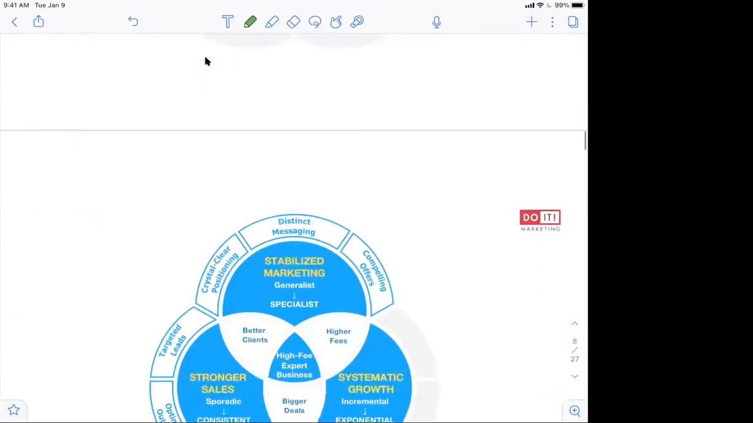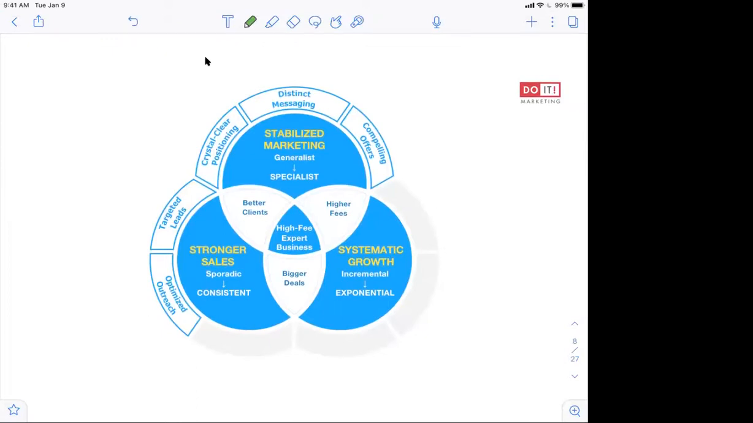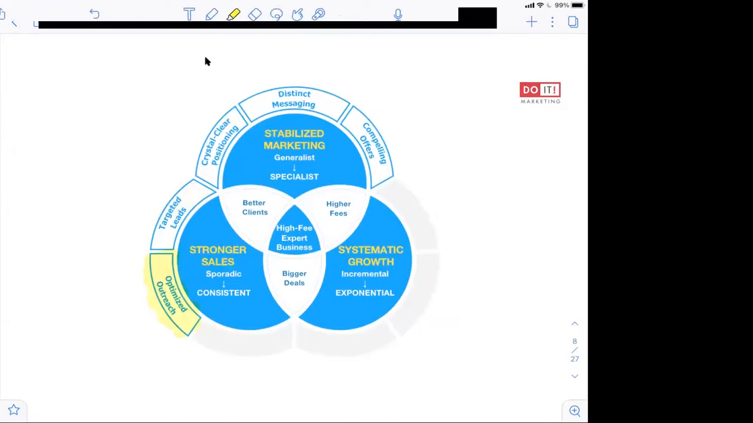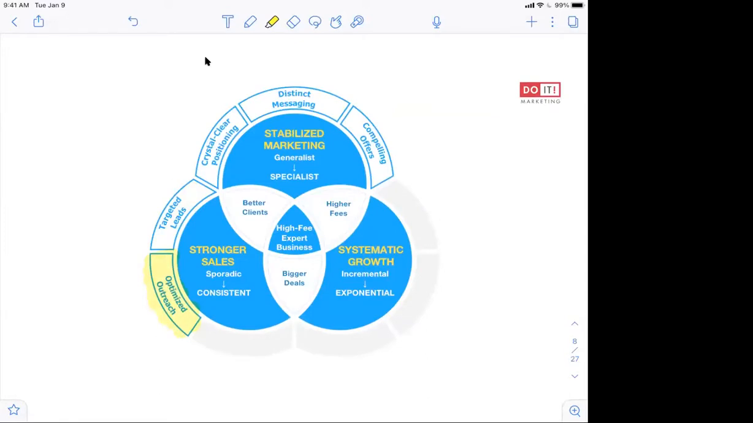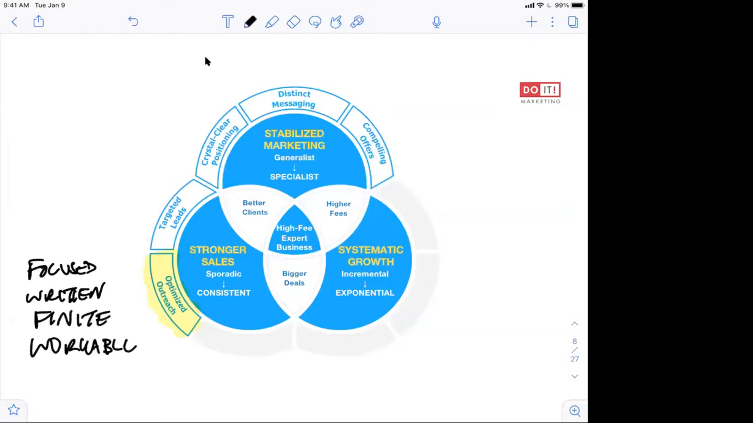Let's go on to the next sales accelerator, which is optimized outreach. Here's the question to score yourself. How often do you proactively open sales conversations from a focused, written, finite, workable list of prospects? Each one of those words is important. Focused, written, finite, workable list of prospects.